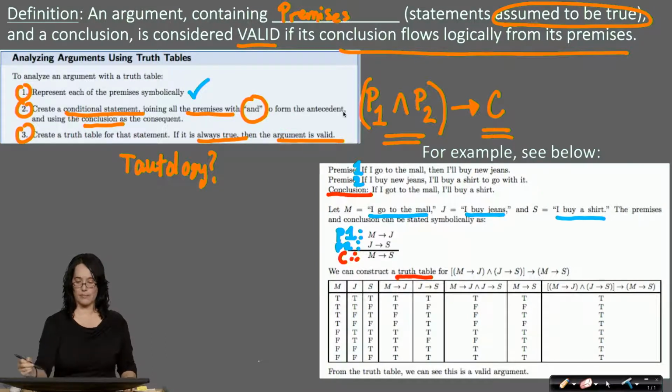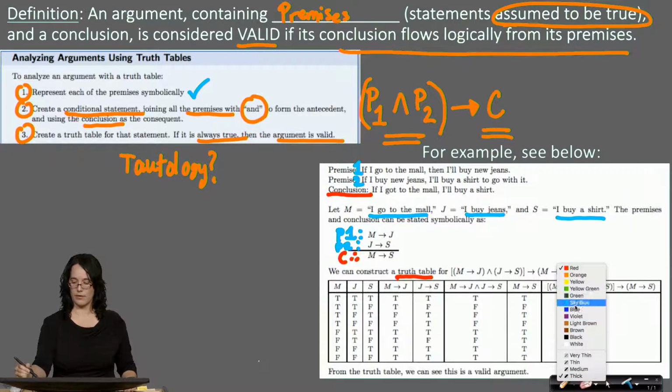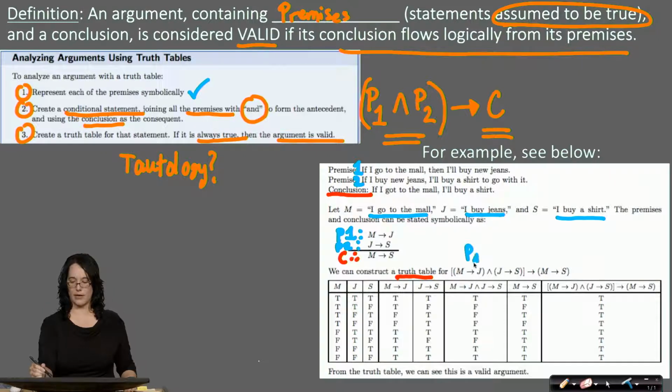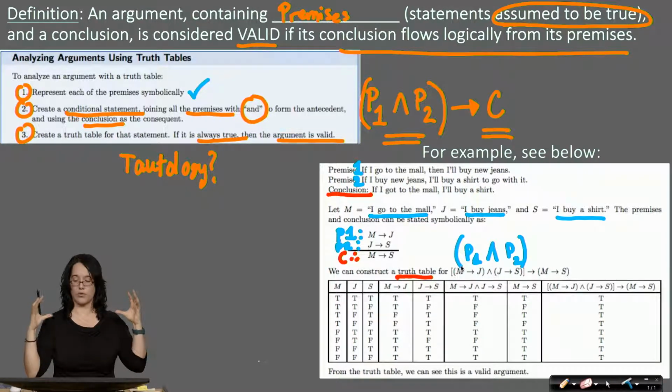So here is where we're at with step 2. Step 2 in our steps above was to create a conditional statement joining all of the premises with an and, or a conjunction, to form an antecedent, and then use the conclusion as your consequent. So in this case, notice that the statement for premise 1 was right here, if M, then J. So that's premise 1. And premise 2 was if J, then S. So that's premise 2. Putting those together, you can use parentheses or brackets, whatever you want to group them together. That should imply that the conclusion, a lot of words start with con, the conclusion should follow.